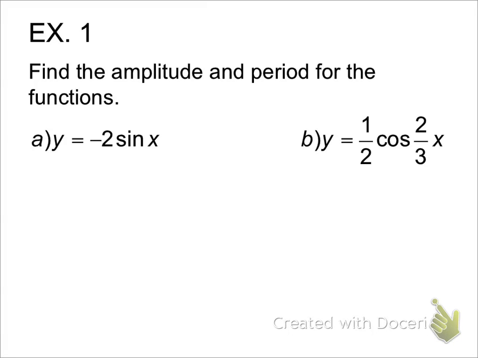These are the examples for section 4.5 on the graphs of sine and cosine functions. So example 1 says to find the amplitude and period for the function. So A, we've got y equals -2 sine x.